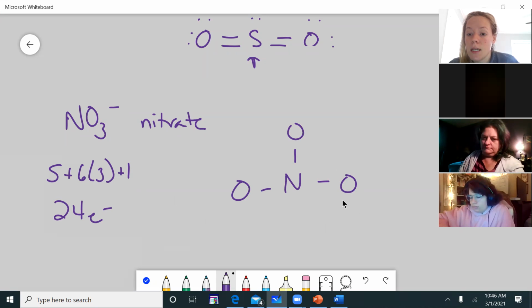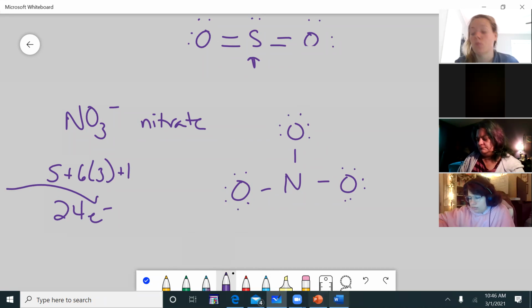24 electrons means that I make the outer guys happy first. So this oxygen needs 6 added. This oxygen also needs 6 added. And so does this one. How many electrons are on the board? Right now, there are 24 electrons on the board. So we have all the electrons we could possibly use.